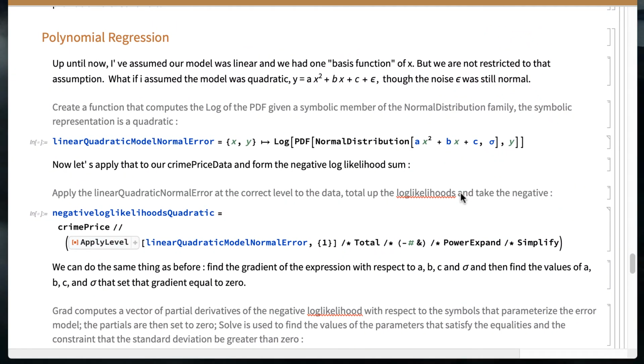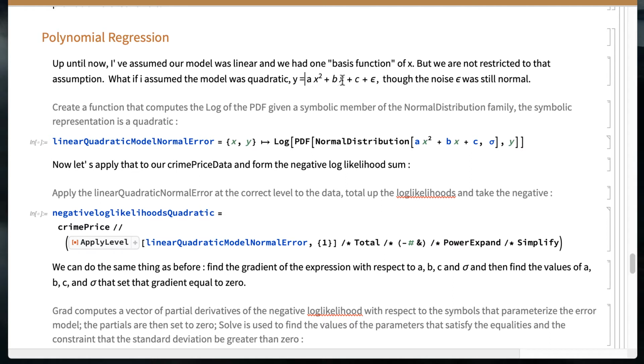Let's discuss a little more complicated form of regression. Up until now, I've assumed our model was linear and that we had one basis function of x. That is, here we have x, and we're going to multiply that x by some value a, and add b to it. So the only way x got involved was through multiplication by a. But we don't have to restrict ourselves in that fashion.